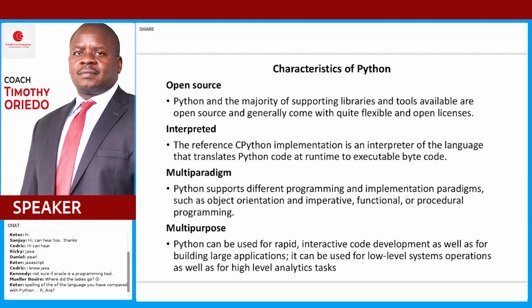So Keter, you're asking a question here about the spelling of the language you compared with Python. Yes, it's the first one. It's called R. This one. So R was acquired by Microsoft. It's used mostly by statistics institutions. Very nice libraries are already custom made for you, so you don't have to build code from scratch. Just plug and use the code.